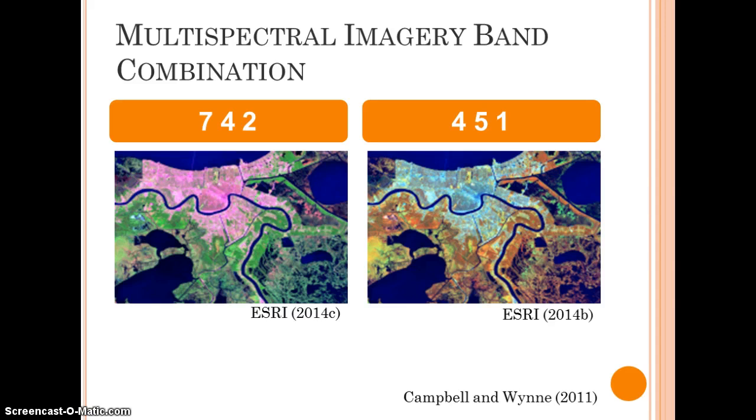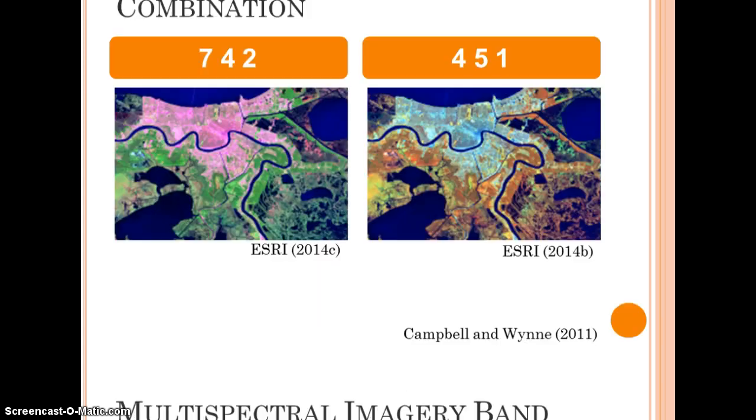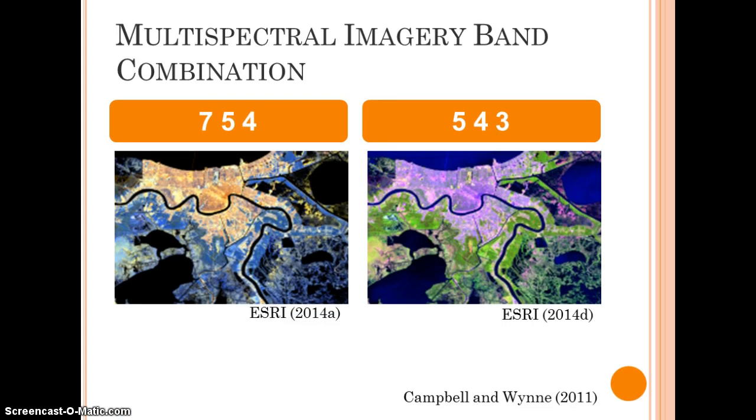Another common band combination for multispectral imagery is 451, where blue, mid-infrared, and near-infrared radiation are displayed. As Esri 2014 B notes, this band is used for vegetation studies. A third example of band combinations is 754, which does not include energy in the visible spectrum. Because of this, the 754 band combination offers the best atmospheric penetration. As Esri 2014a notes, quote, "It can be useful for geological studies such as the moisture characteristics of soil."